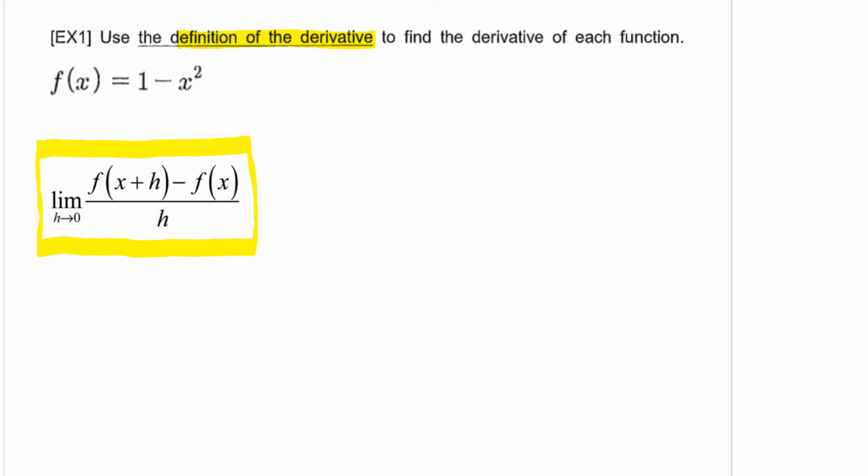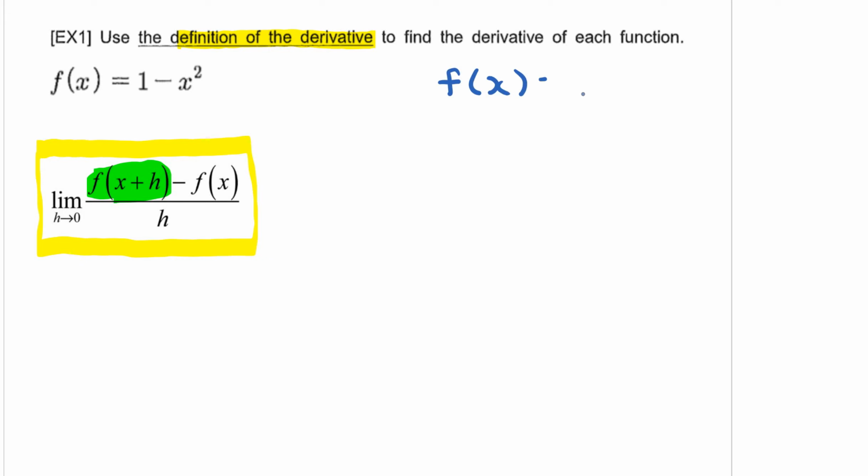I often find that students need to understand this first part right here, f of x plus h. Once they understand that, then the rest of the problem isn't too bad, but it does require quite a bit of algebra to finish off these problems. All right, so let's figure out what is f of x plus h.